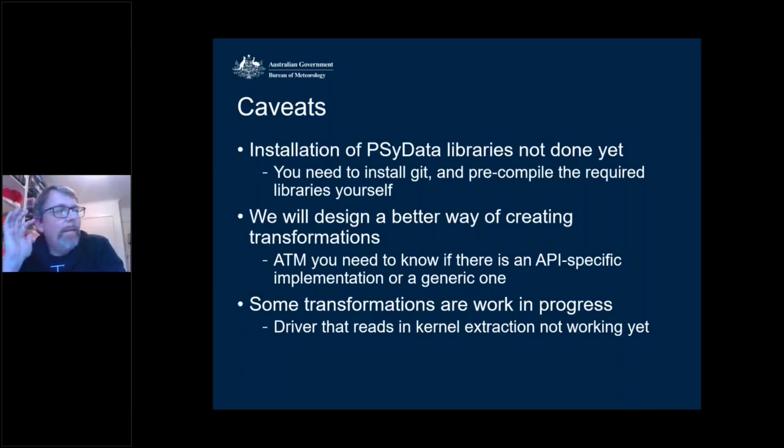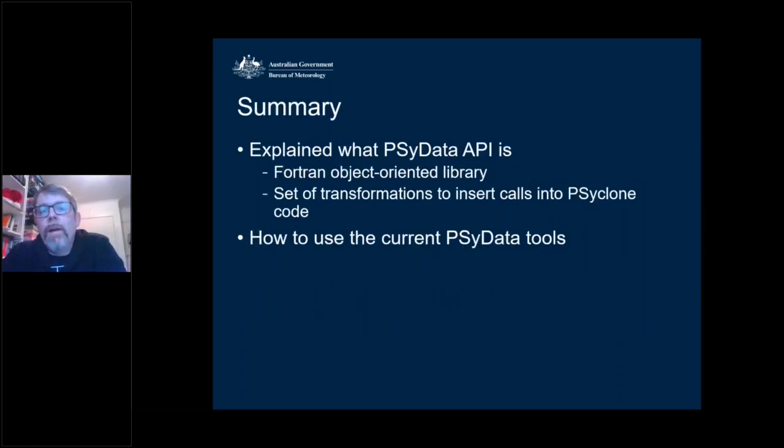So, summary, I've explained what the PSyData API is. It's a Fortran object-oriented library that allows you to write tools to work with any PSyclone application, plus a set of transformations that automatically insert the calls to the PSyData API into the code. And we have seen how to use the current PSyData tools.